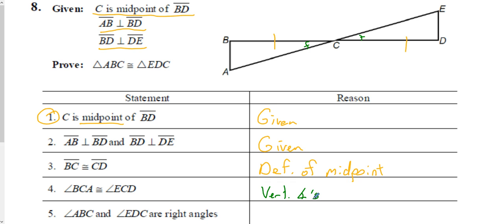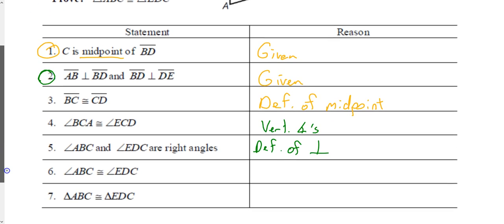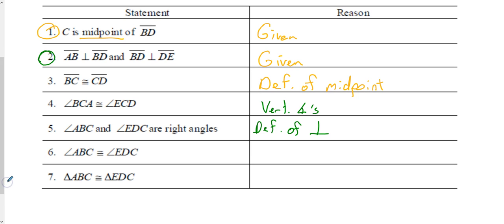Next, angle ABC and angle EDC are right angles. Well, remember, we have not used step 2 yet, where it said AB is perpendicular to BD, meaning that that's a right angle, and that BD is perpendicular to DE, means that that is a right angle. So this is definition of perpendicular. So definition of perpendicular says if they're perpendicular, they make right angles. So now, since I know that they're both right angles, I could say that they're congruent to each other.